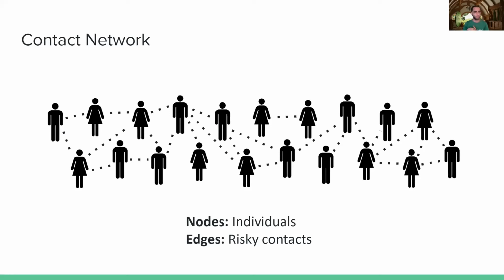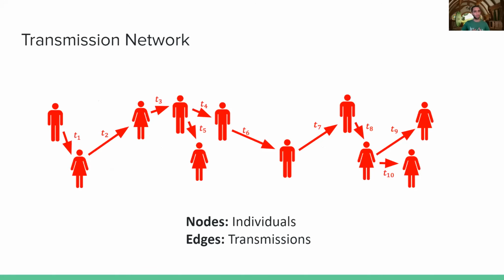With HIV, these might be sexual contacts. For SARS-CoV-2, these might be just being unmasked in the same room. The structure of this network varies from pathogen to pathogen, depending on how it transmits. Okay, and we can think of a transmission network as a subnetwork of the contact network. In the contact network, we generally had those links being undirected, so a virus can transmit either way.